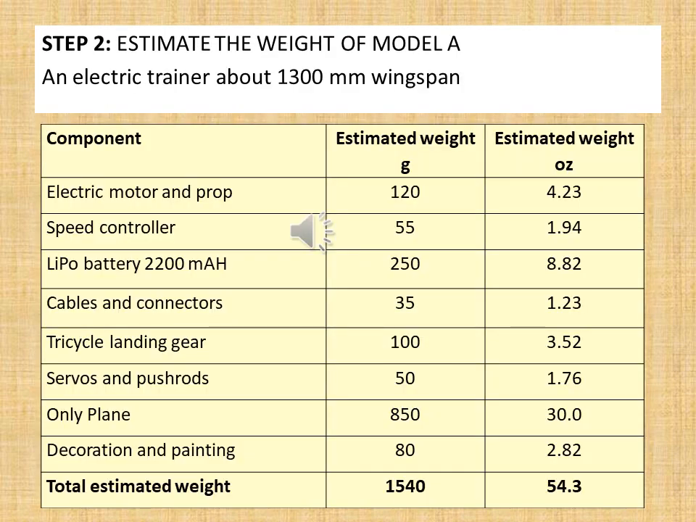Step 2. Estimate the weight of Model A, an electric trainer of about 1,300 mm wingspan. The table shows an estimate of the weight considering the different components of the plane, including the empty plane itself. The total estimated weight is 1,540 grams or 54.3 ounces.